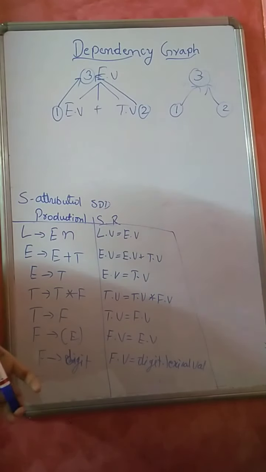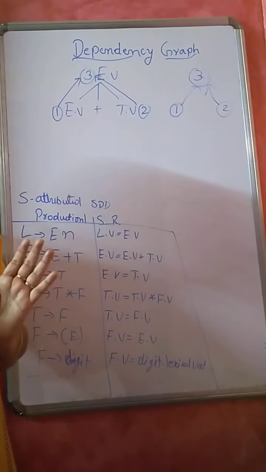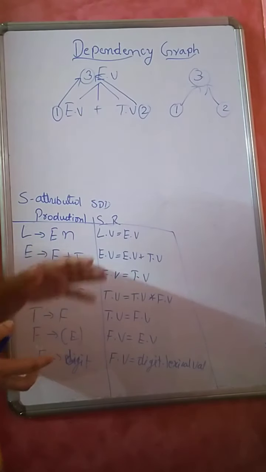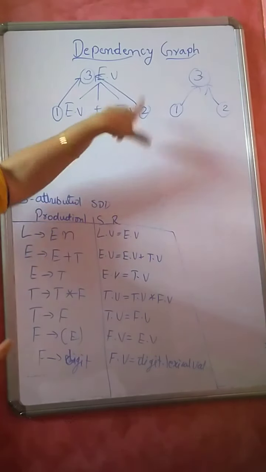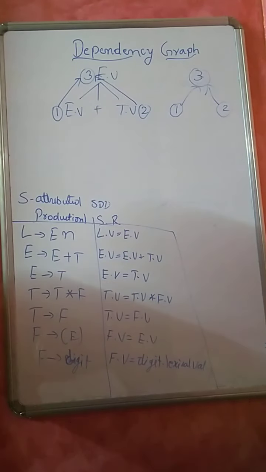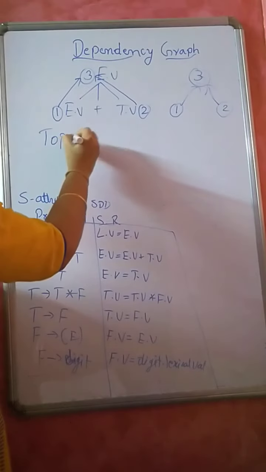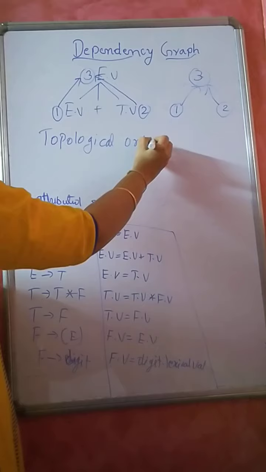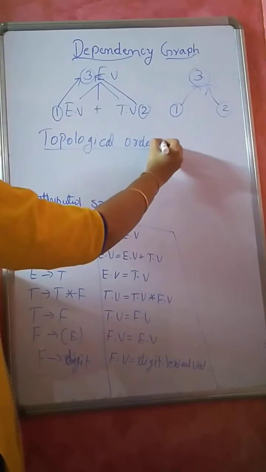And once I construct the dependency graph, what is the order of the evaluation of the nodes or the attribute values? Means whether this is evaluated first or this is evaluated first. That order of the evaluation I want. In order to compute that order of the evaluation, you will perform the topological ordering. All of you already studied in design and analysis of algorithms what a topological ordering is.